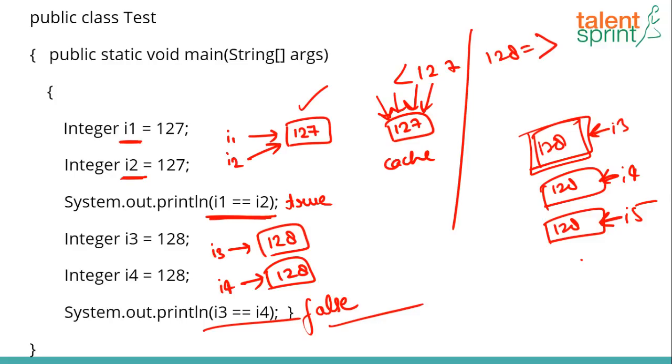So this becomes a very tricky question, because everyone thinks that for the first case it's true, so for the second case it will also be true. But just one change of value will give you false. Try with anything beyond 128 for I3 and I4, you will get false. And if you try with anything below 127, you will get true.